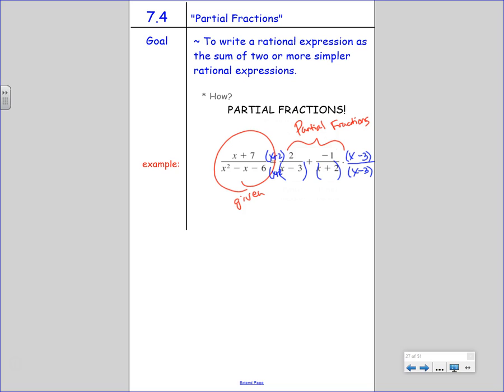What happens when we multiply 2 times x plus 2? What happens when we multiply negative 1 by x minus 3? And in the denominator, don't I get x plus 2 times x minus 3? And if I FOIL that, I get x squared minus x minus 6. Oh, hey. So these little guys were the factors of the denominator? And what ends up happening on top? x plus 7.